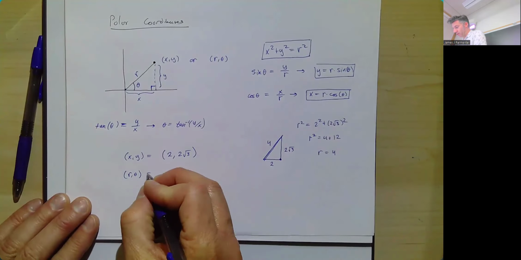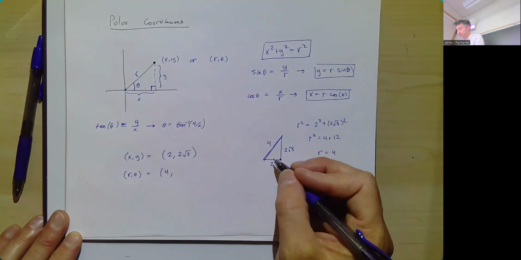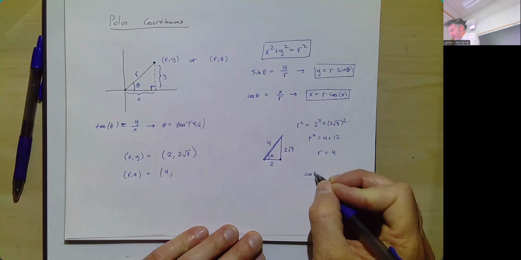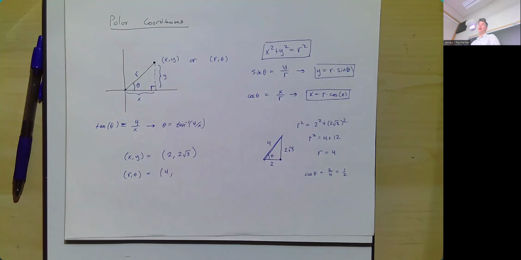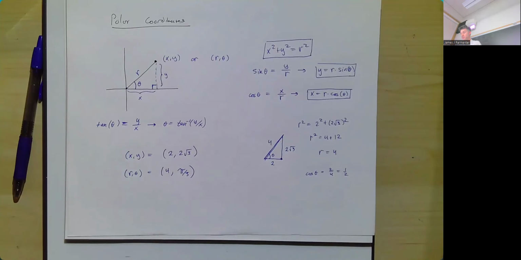So my r value is 4. And my angle here, I made up this one specifically so the angle would be nice. I know that cosine of theta is equal to 2/4, which is 1/2. And I know that the angle when cosine is equal to 1/2 is 60 degrees or pi/3 radians. So the rectangular coordinates (2, 2√3) or the polar coordinates (4, pi/3) represent the same point in 2 dimensions. It's just a different way of writing it.